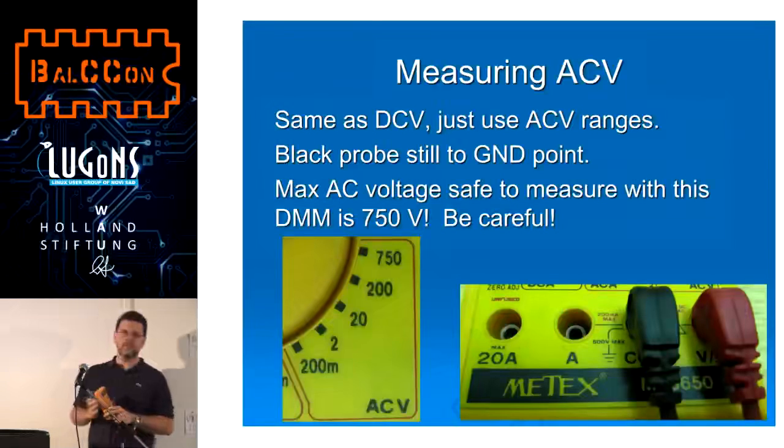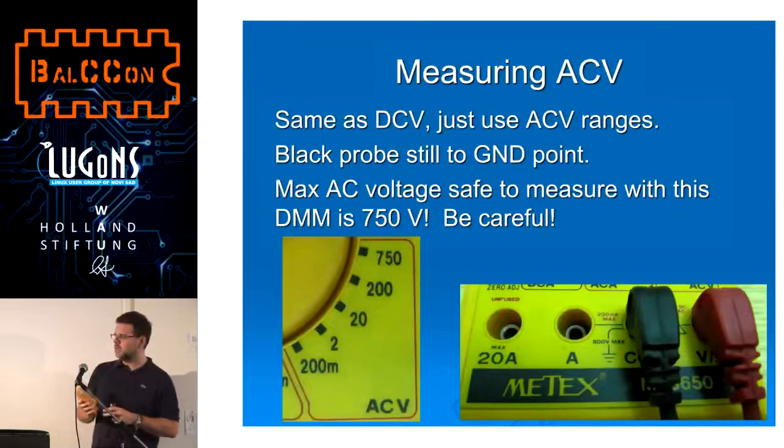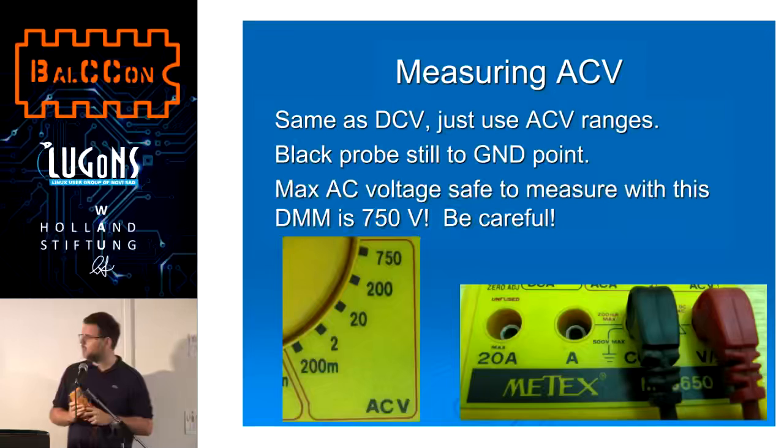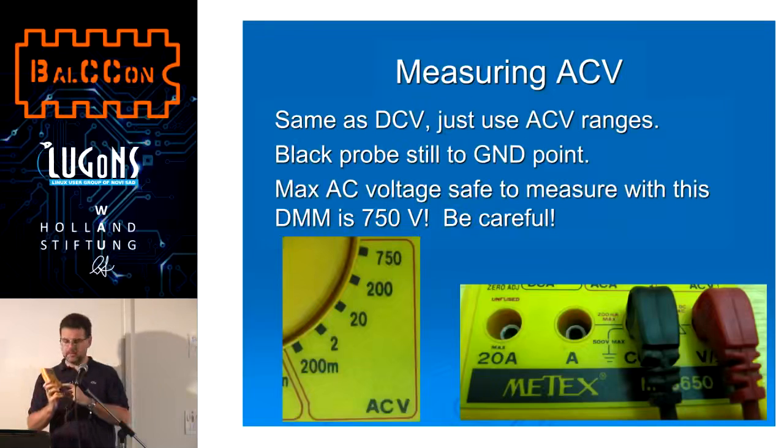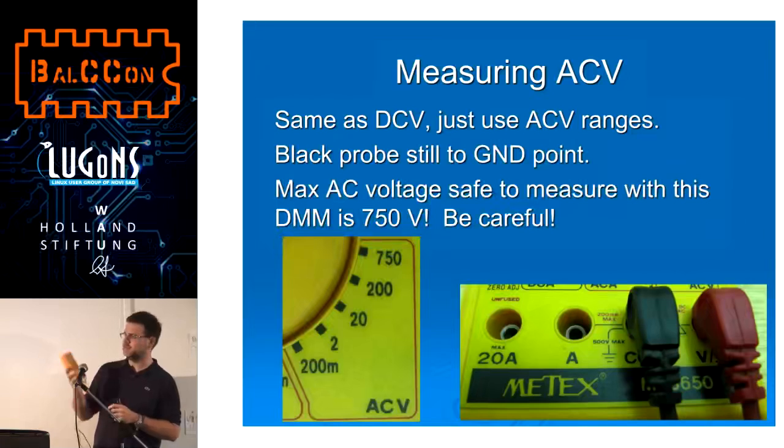So, finally, we are measuring AC, with the standard configuration of black and red probes. You have 5 ranges of AC voltage, and be careful, you can measure only up to 750 volts safely with this specific voltmeter. Some say it's 600, some 1000, depending on the multimeter.